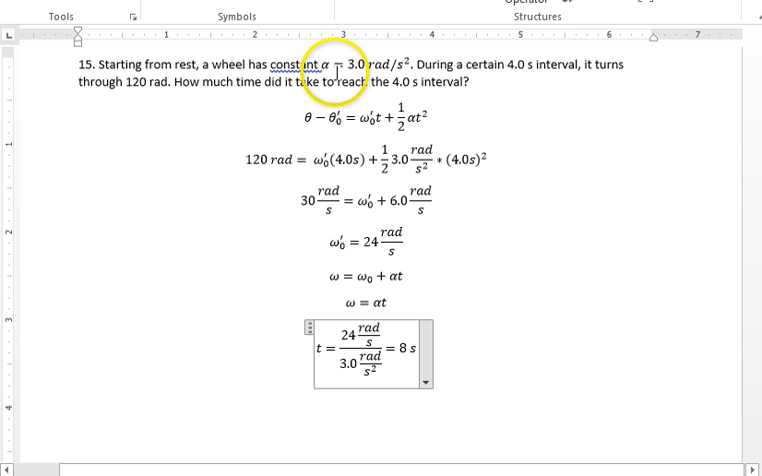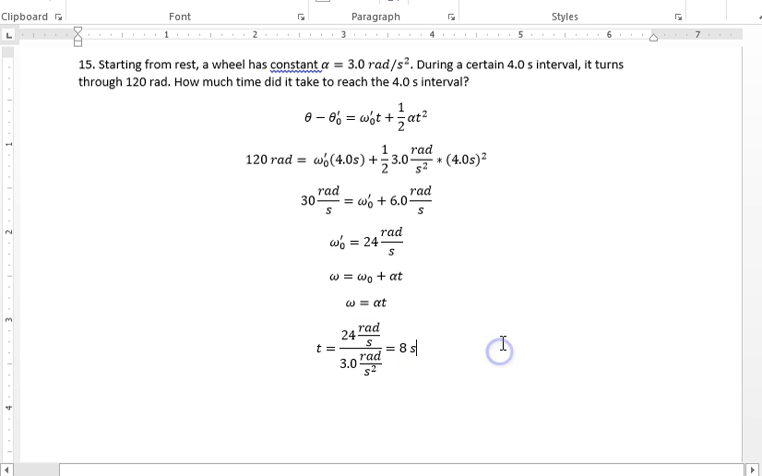Okay, so it took us 8 seconds to reach the 4-second interval that we were looking at in the first half of the problem, right? This first half of the problem is the 4-second interval. This last half of the problem is starting back at the beginning. And it took us 8 seconds to reach that point. And that's it for problem 15.